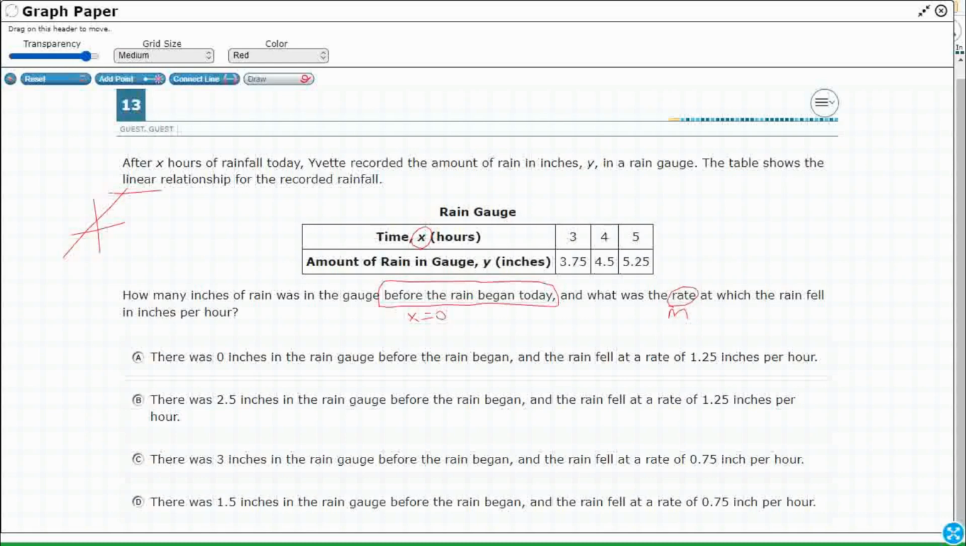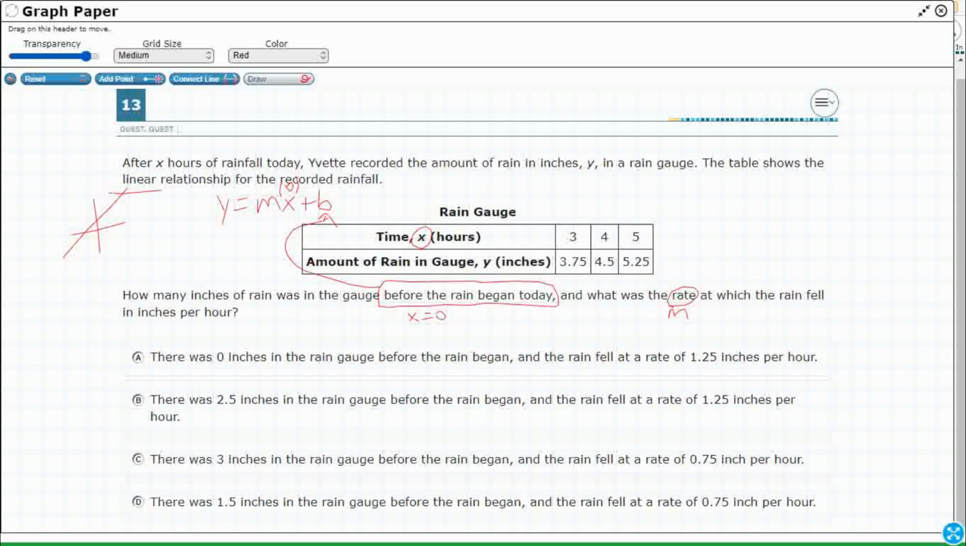So we're looking at our slope-intercept form, y equals mx plus b. And what is the amount of rain before in the gauge right there? That's going to be your y-intercept, because if x is 0 right here, then your slope times your 0 is going to become 0, and then y equals b. So that's what we're looking for. All right, so how do we solve this?